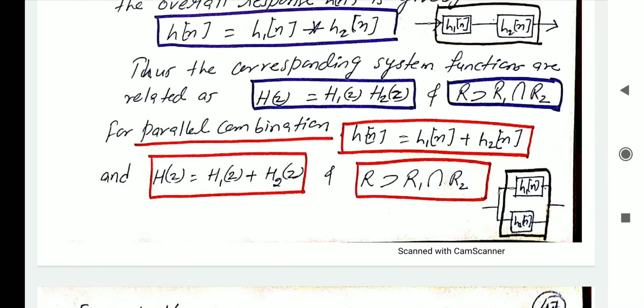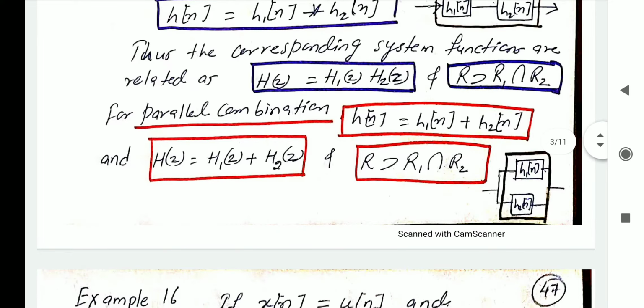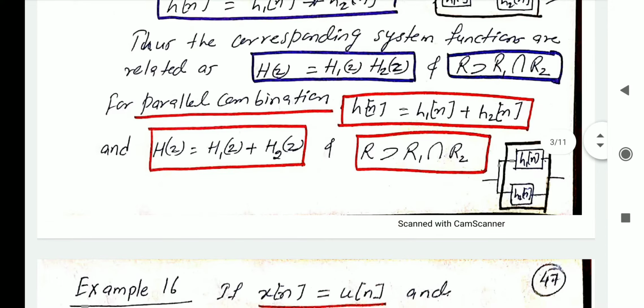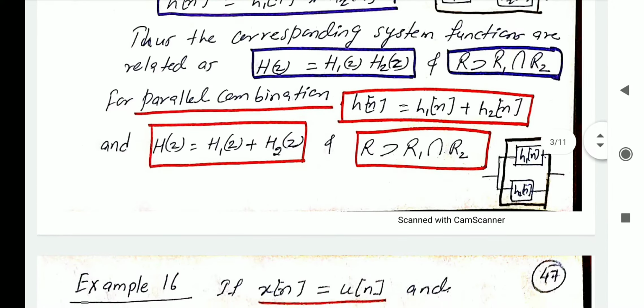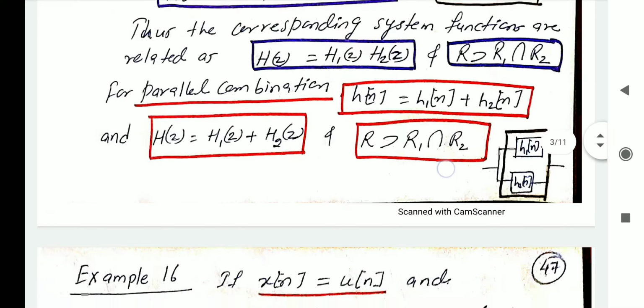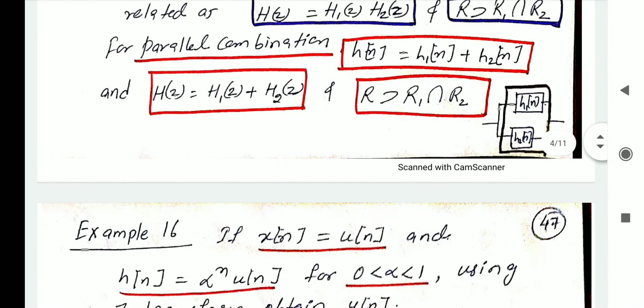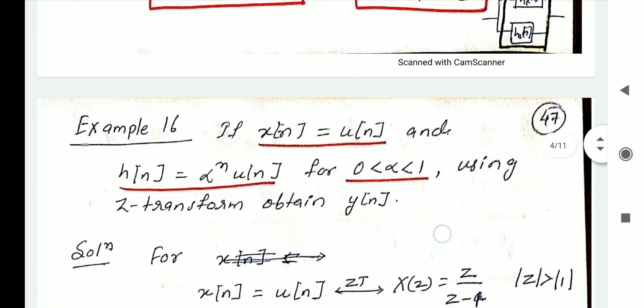Now if the two systems are connected in parallel, that is a parallel combination, if we have the first system with h1[n] as the response and h2[n] as the response of the other system, then in that case H(z) will be H1(z) plus H2(z), that is, the combined system function will be H1(z) plus H2(z), and the ROC is still R1 intersection R2. Now we will see a few examples based on this.